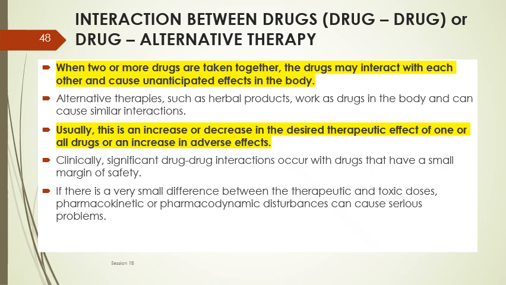Next is about interaction between drugs, so a drug and a drug, or a drug and alternative therapy. When two or more drugs are taken together, the drugs may interact with each other and cause an unanticipated effect in the body. For example, herbal products with a drug. This can increase or sometimes decrease the desired therapeutic effect, or both won't cause anything, or both can cause adverse effects. That's why it's important to really see the pharmacokinetic and pharmacodynamic disturbances that can happen because of the therapeutic and the toxic effect of interaction.